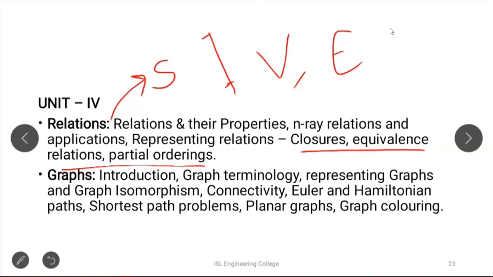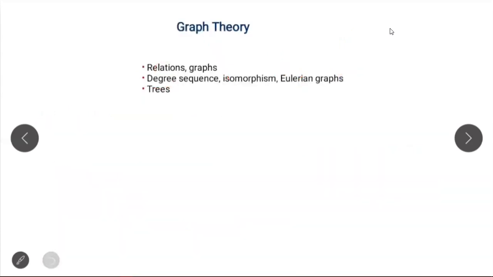With respect to this terminology, we will be studying various topics related to graphs: graph isomorphism, connectivity, and finding a shortest path. If you remember, I've given the example in the first slide of finding the shortest path between two cities, and graph coloring. Okay, the next thing is graph theory.